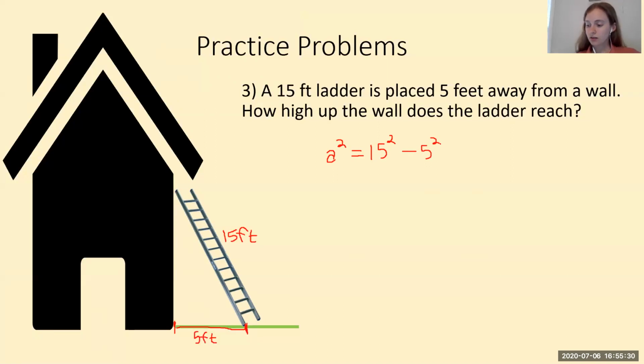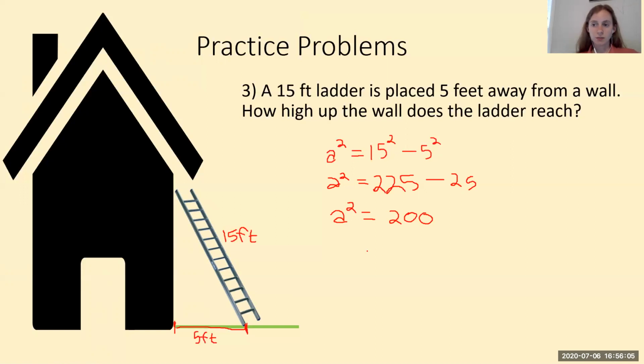So 15 squared is 225. So our missing leg squared equals 225 minus 5 squared, which is 25. When we do that subtraction, 225 minus 25, we get 200. So our missing leg squared equals 200.